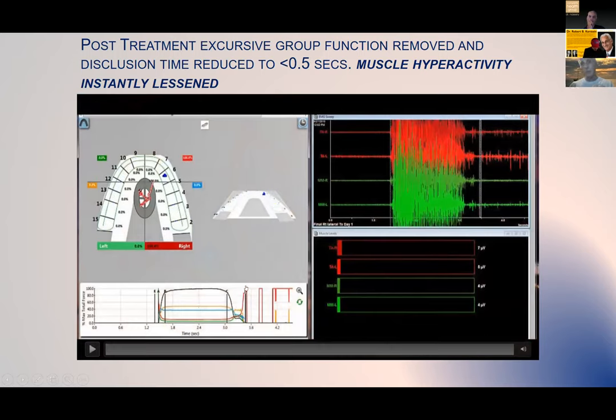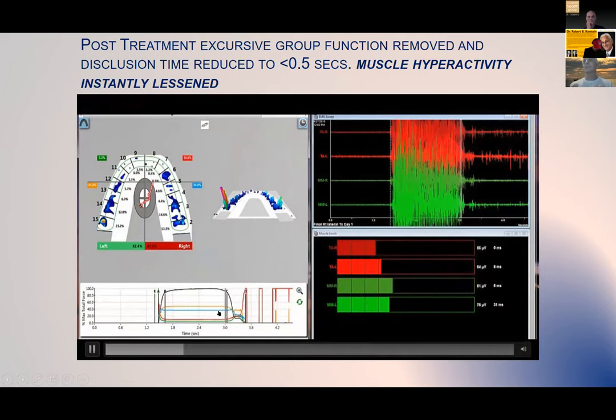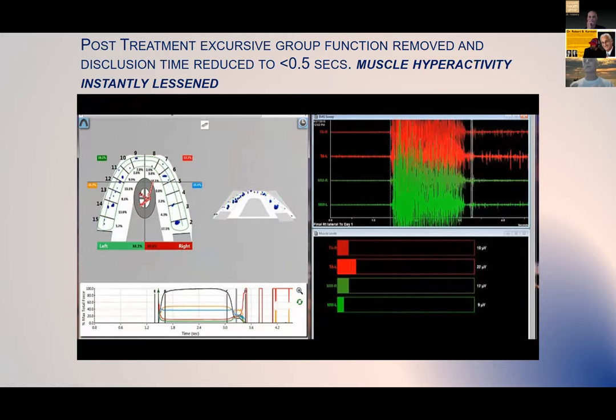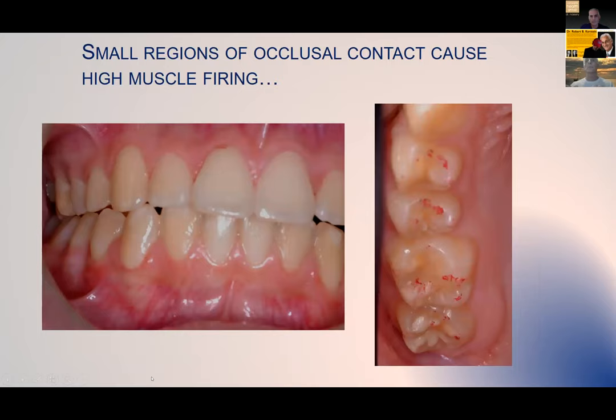The red quadrant takes over right away. The blue and the orange quickly drop out. The guidance takes over much faster. And then you see the muscle activity quickly drop down to low levels and shut off. And that you can only do because of the neurophysiology. So let's go through what that is.